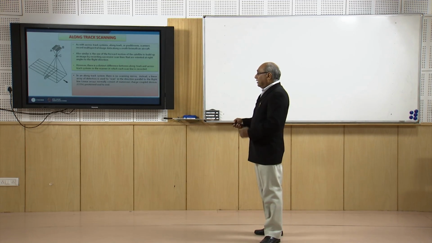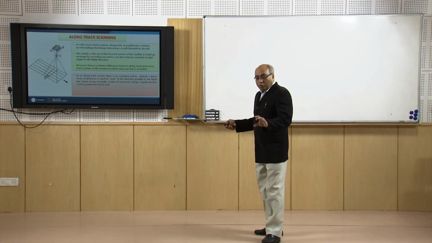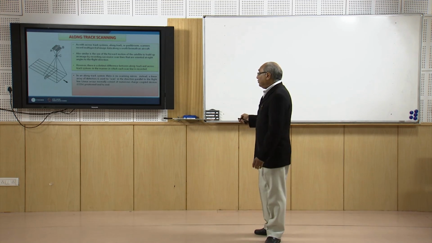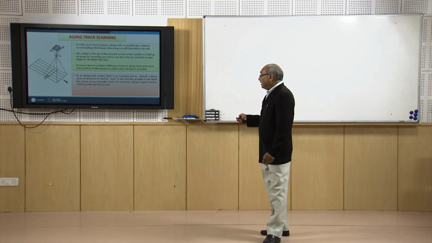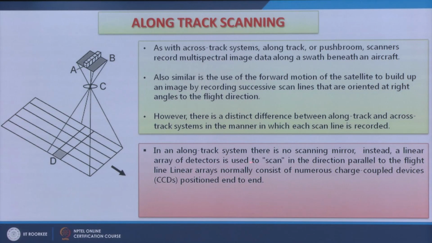Here, in an array in the along track system, there is no scanning mirror, no oscillating or moving object or optomechanical devices. It is a solid state kind of thing. So instead of a linear array of detectors being used, which scans directly parallel to the flight line, the array normally consists of numerous CCD devices which are positioned throughout this one.